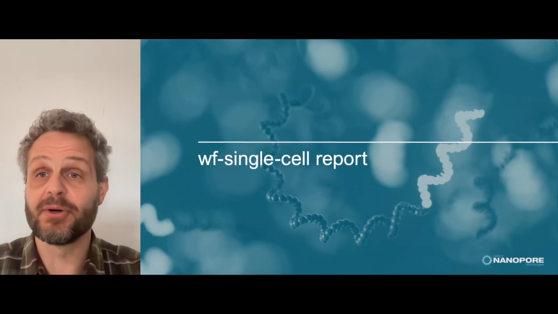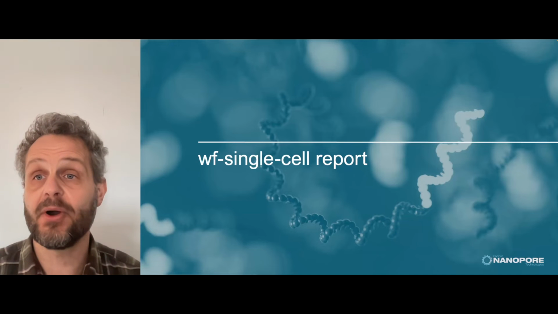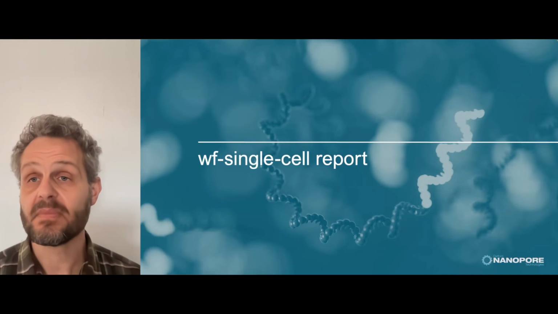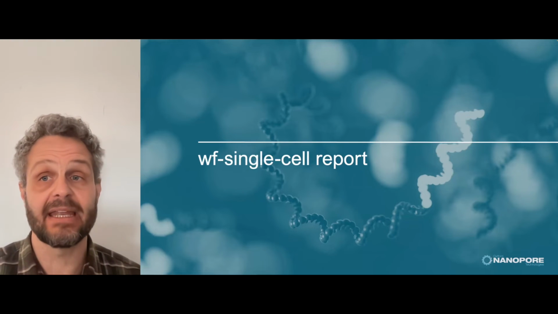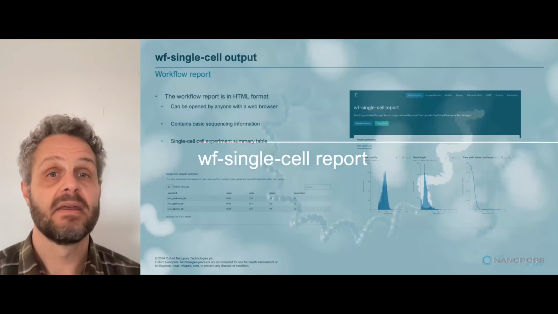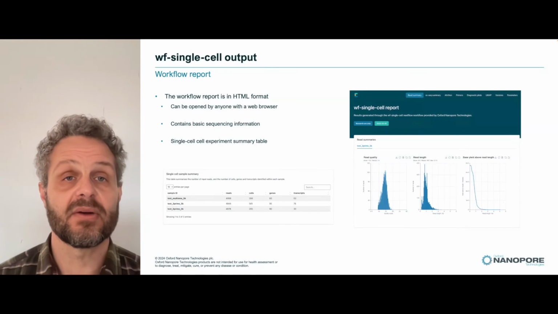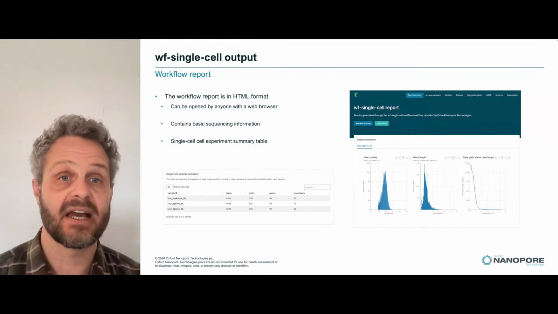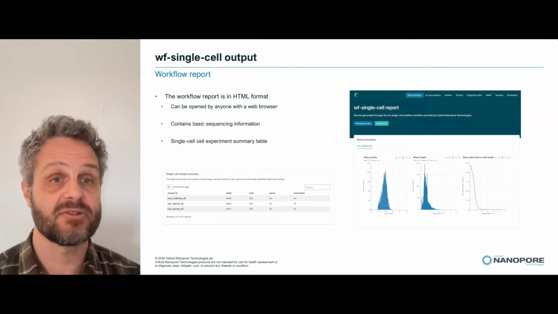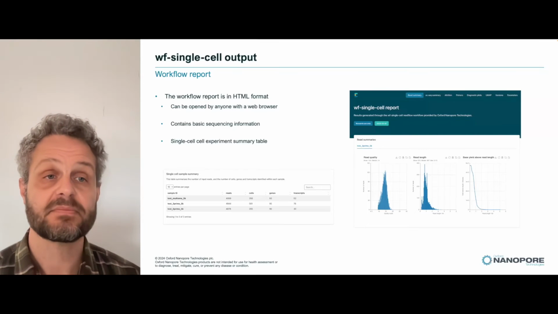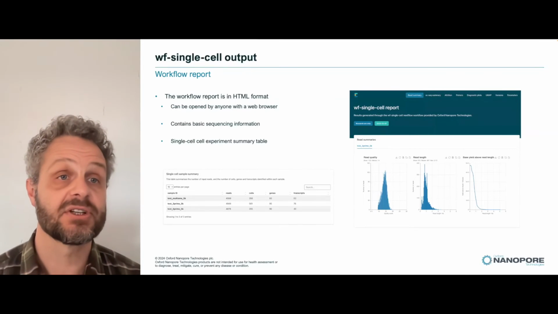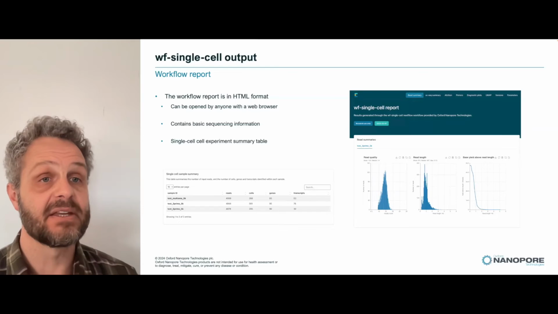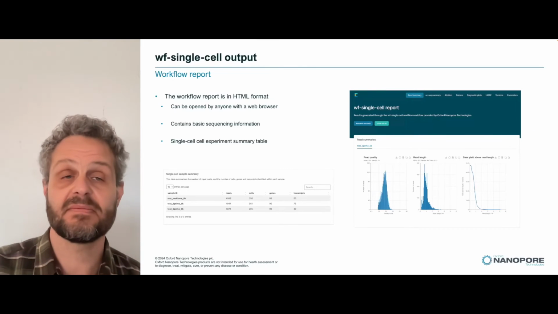So one of the main outputs from the workflow is the workflow report, which is an HTML file that can be opened in any web browser. At the start of the workflow report, we see our sequencing summary, which gives an idea of the read quality and read length distributions of your data. There's a table which contains basic information about the single cell experiment.